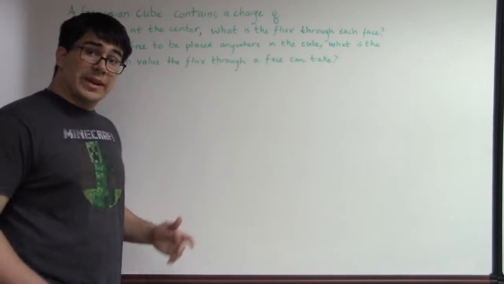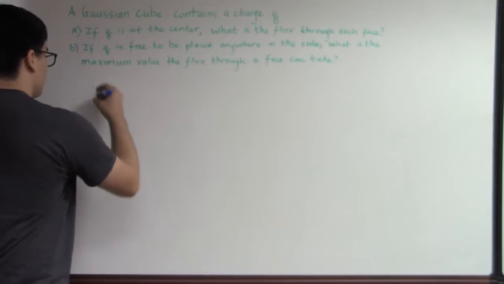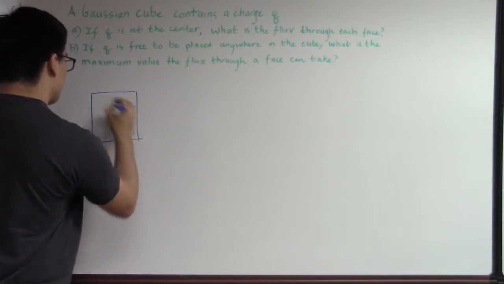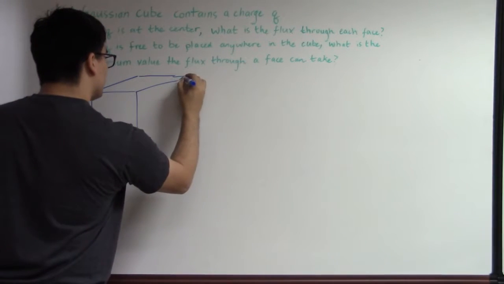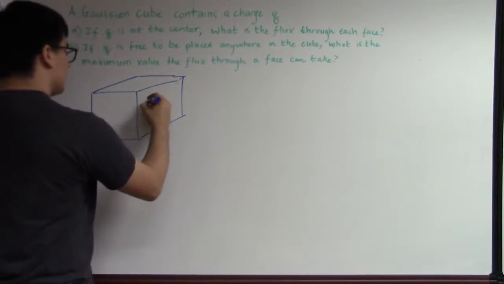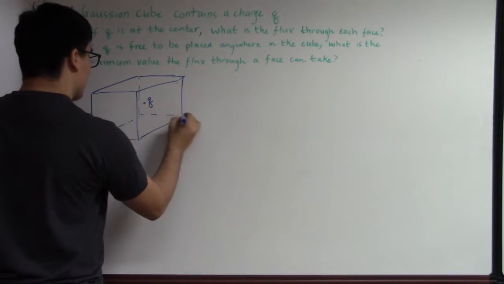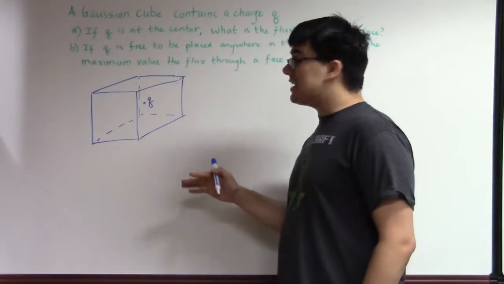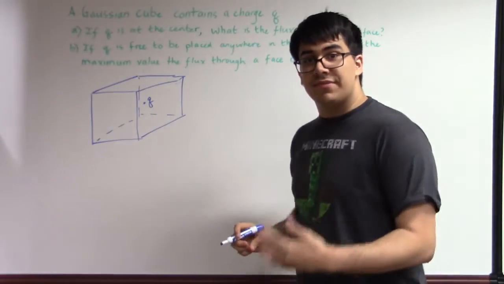All right, so a Gaussian cube contains a charge q. I'm going to draw it out like this. Oh, bad cube, whatever. All right, and so we have a charge q on the inside. First part of the question: if q is at the center of this cube, what is the flux through each face?